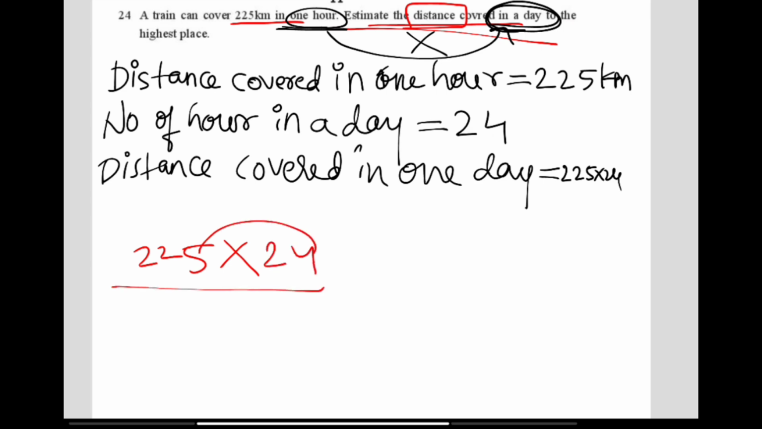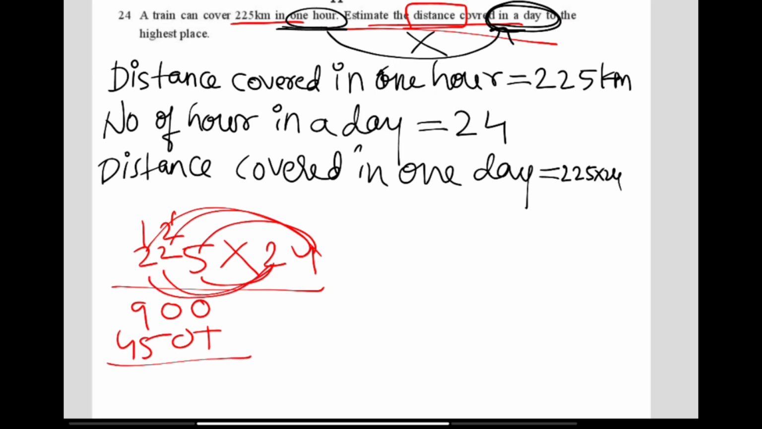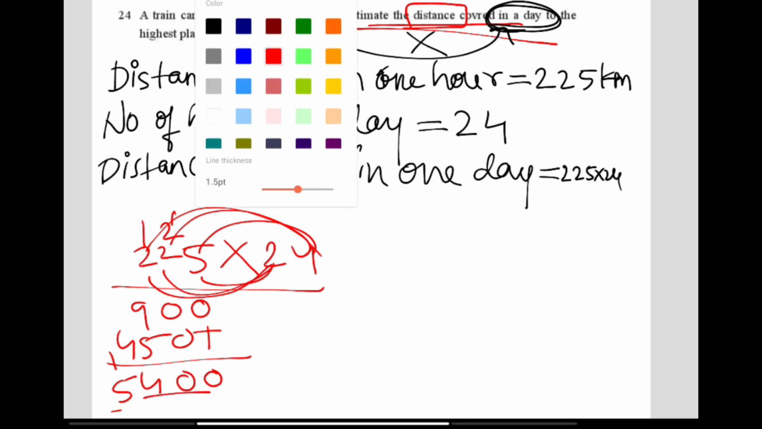4 5s are how much? 4 5s are 20. So we'll write 0 here and carry 2 to the next place. 4 2s are 8. 8 plus 2 is 10. 4 2s are 8. 8 plus 1 is 9. Then 2 5s are 10. So 1 will carry over. 2 2s are 4. 4 plus 1 is 5. 2 2s are 4. Right? So let us add it. So 0 plus 0 is 0. 9 plus 5 is how much? 9 plus 5 is 14. So 1 will carry over to the next place. So 4 plus 4 plus 1 is 9. 5400 is your answer, right?